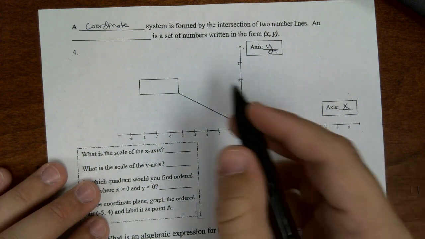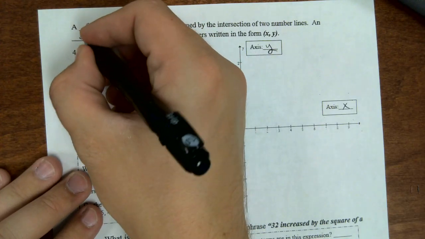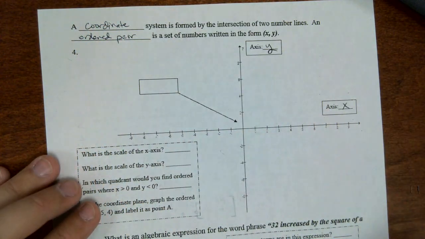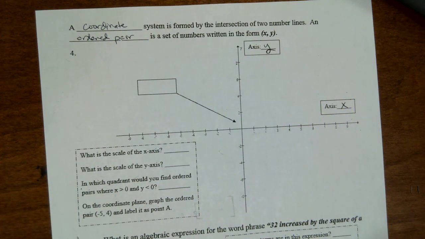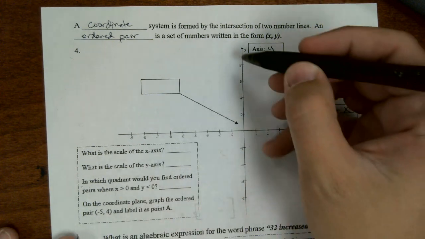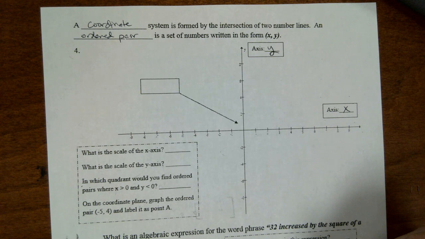Okay, and in these things, we can plot different little points all over the place, and these points are also known as ordered pairs. Okay, an ordered pair is a set of numbers written in the form of (x, y). Basically, we can use any combination from this number line and this number line to figure out a destination.